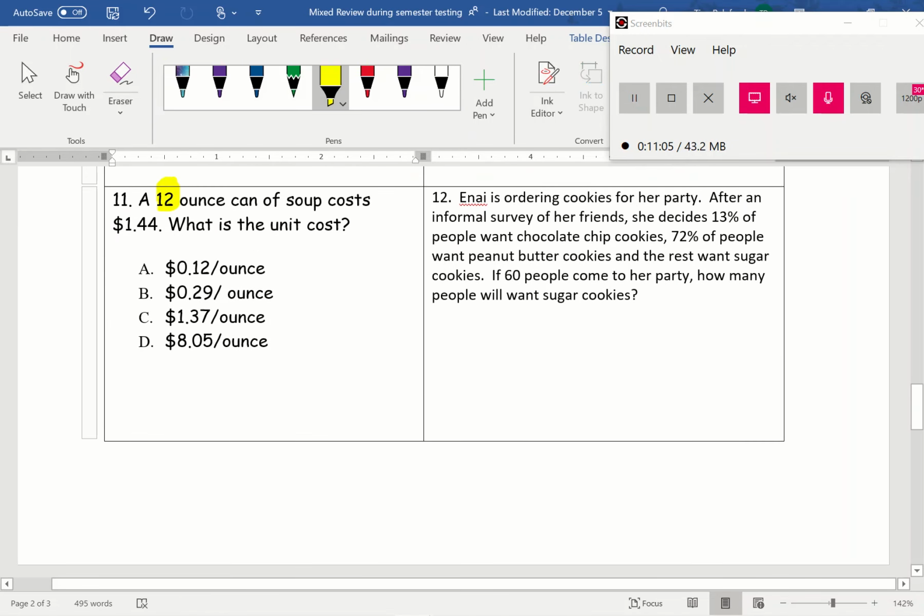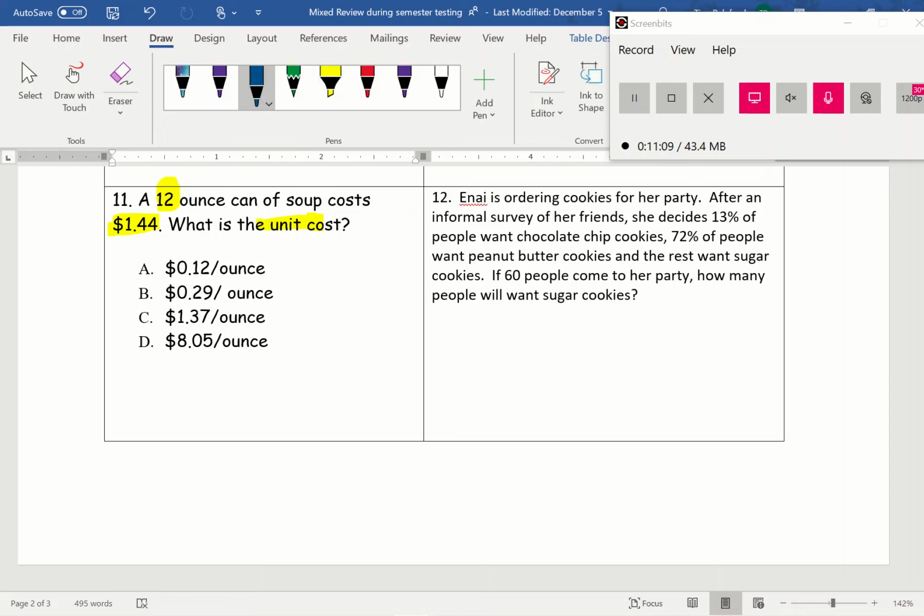A 12-ounce can of soup costs $1.44. What is the unit cost? You are dividing cost per ounce. So 144 goes in, 12 goes out. Make sure that decimal comes straight up. Make it big and fat so you can see it.